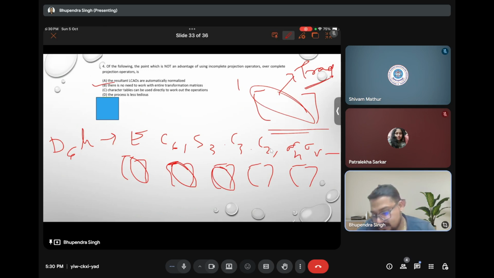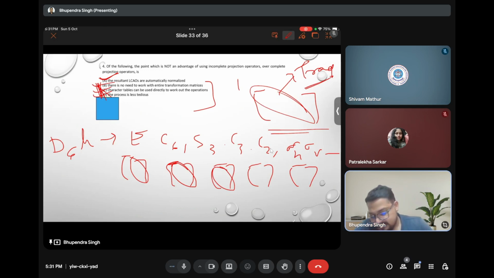Of course, the process is less tedious, because you don't have to do all the math now. So basically, these are advantages. They are asking which is not an advantage. Resultant linear combination of atoms are automatically normalized. Okay, but this is not an advantage anyway. So they are asking which is not an advantage. So option A, this is not an advantage.